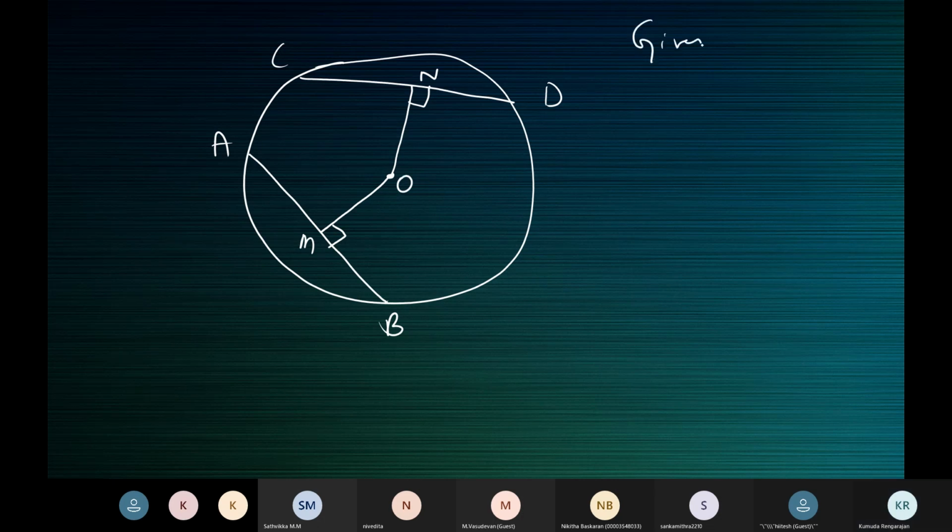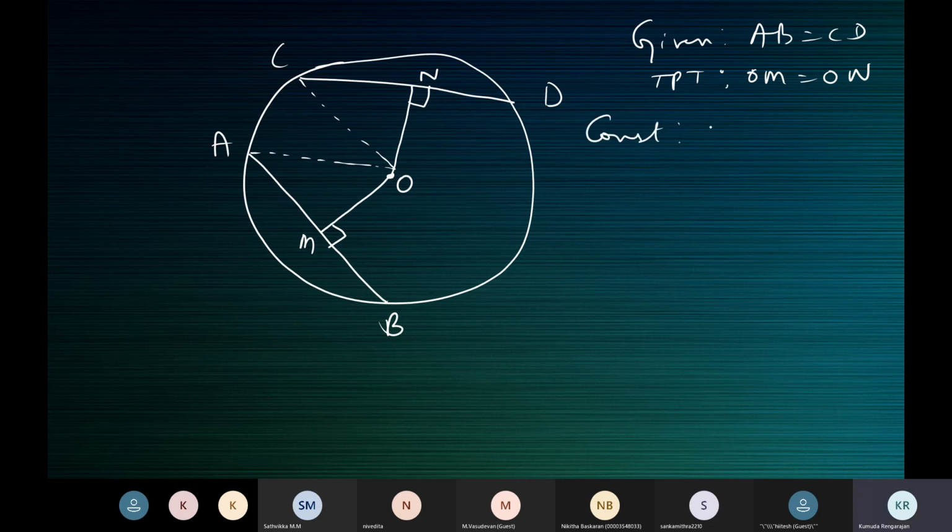We are given that AB is equal to CD. What do we have to prove, children? OM is equal to ON, ma'am. Very good. We have to prove that the distance OM is equal to the distance ON. Construction: join OA so that we get a triangle, and join OC. Now we have to prove that these two triangles are congruent to each other.